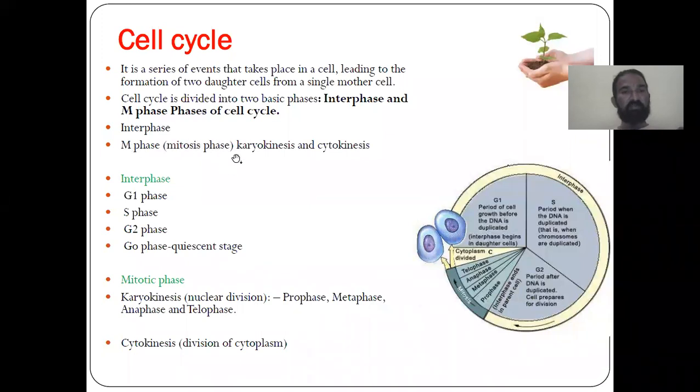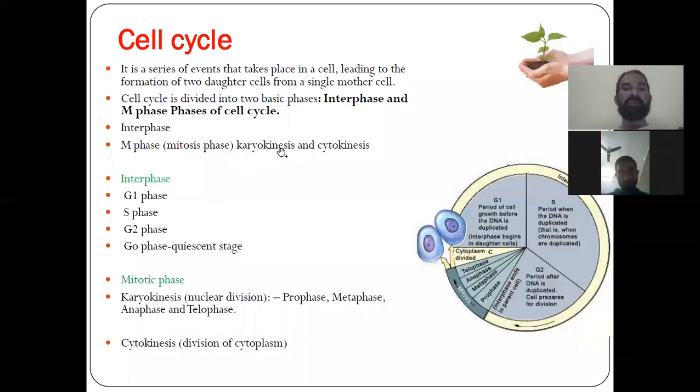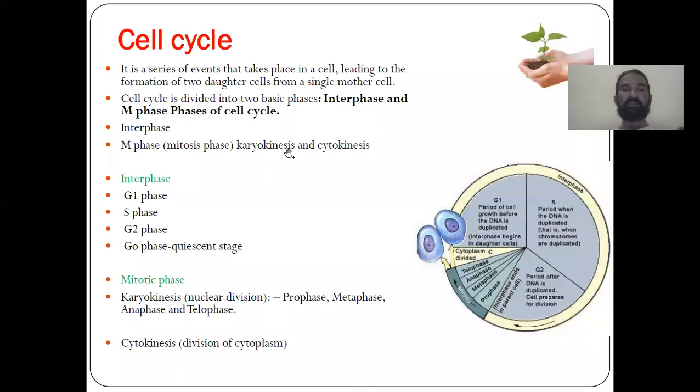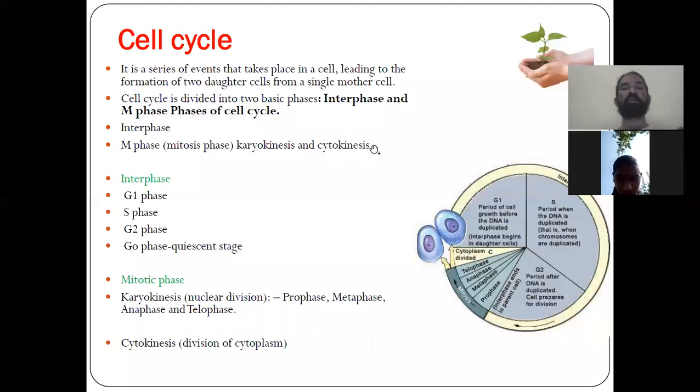The M phase is mainly divided into two parts, karyokinesis and cytokinesis. Karyokinesis means karyo is nucleus, kinesis is division. So nuclear division takes place first in the M phase, where a single nucleus divides to form two nuclei. After the formation of the two nuclei, the cytoplasm is also divided, forming two cytoplasms and two cells. That is called cytokinesis.